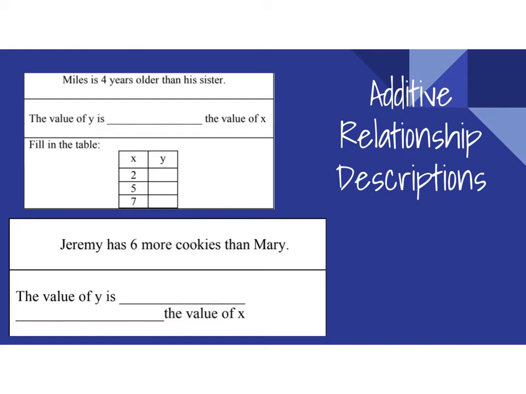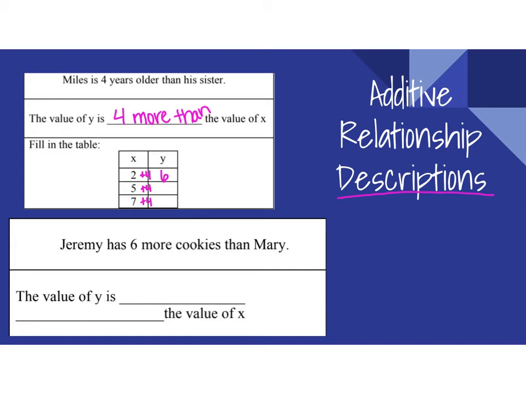Now let's look at a few more descriptions. Miles is 4 years older than his sister. So we would state this as the value of y is 4 more than the value of x. Miles' sister's age would represent x, and Miles' age would represent y. So if he is 4 years older than his sister, to get to his age, we could add 4 each time.